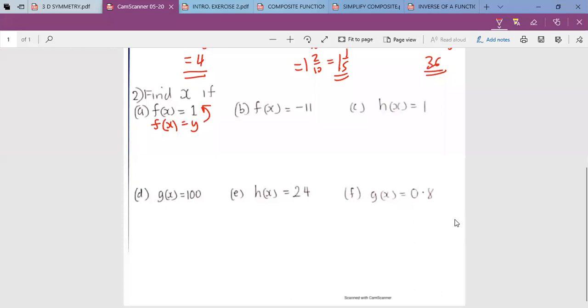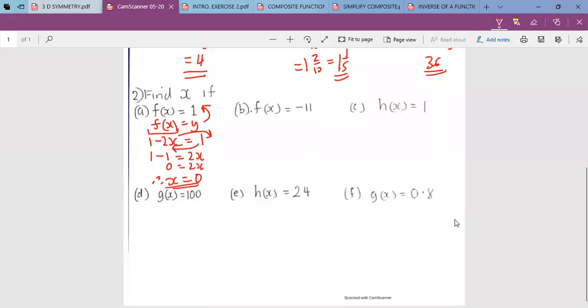So we said we replace f of x with the function. And remember our function is 1 minus 2x. So we shall replace here: 1 minus 2x is equal to 1. So you collect like terms. The 1 will come this side, and this 1 will go that side. So I'll have 1 minus 1 is equal to 2x. So that is 0 is equal to 2x. And finally, therefore, my x will be 0.